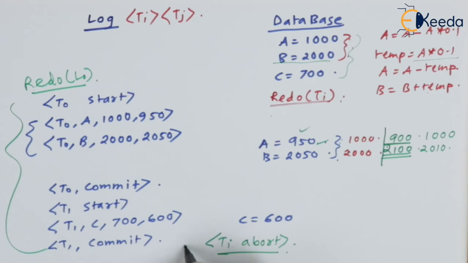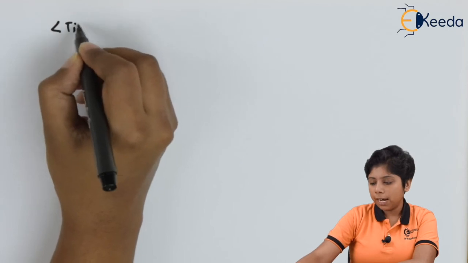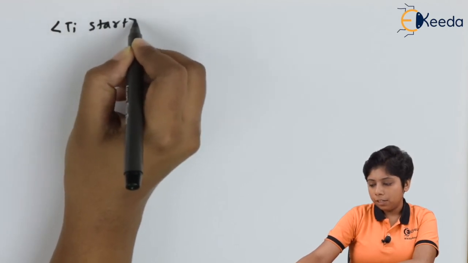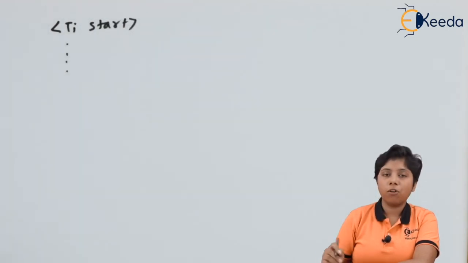So finally we have to abort this Ti as a result of this undoing. So for the undo we have two options that we have to check. Now the first one is we need to undo a transaction if the log record consists of this Ti start, but there is no log record for the Ti commit or Ti abort.